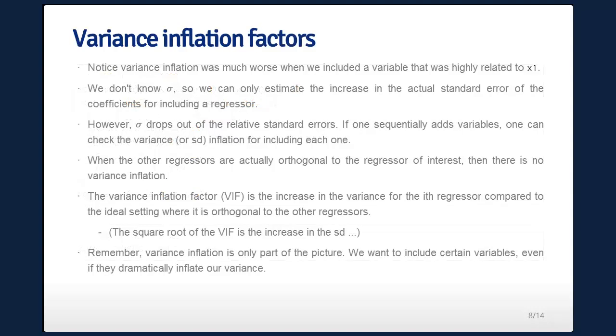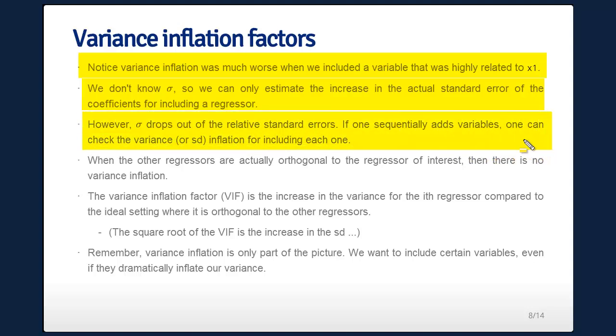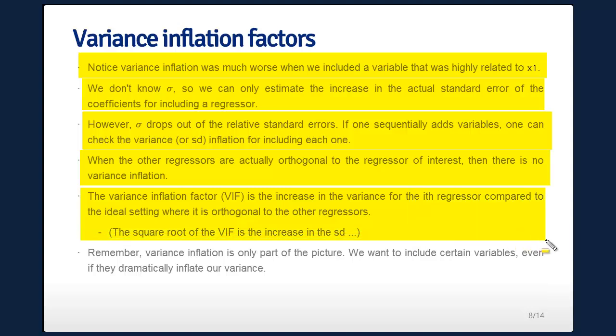So there are these things called variance inflation factors. And I just want to highlight this point. Notice variance inflation was much worse when we included a variable that was highly related to x1. And then, we don't actually know sigma, so we can only estimate the increase in the standard error of the coefficients for including a regressor. So when we take ratios, the sigma drops out. So we can actually calculate the percent increase or decrease in variation explained by including an extra regressor. When the regressors are orthogonal to the regressor of interest, there is no variance inflation. So they define something called the variance inflation factor, which is the increase in the variance for the ith regressor compared to the ideal setting where it's orthogonal to all the other regressors. And the square root of the variance inflation is the increase in the standard deviation instead of the increase in the variance.